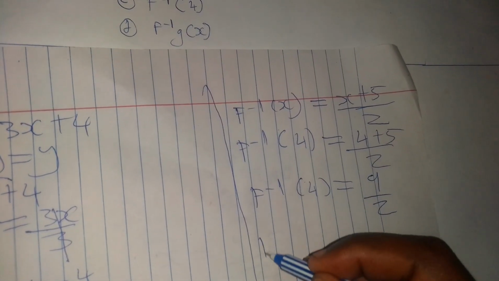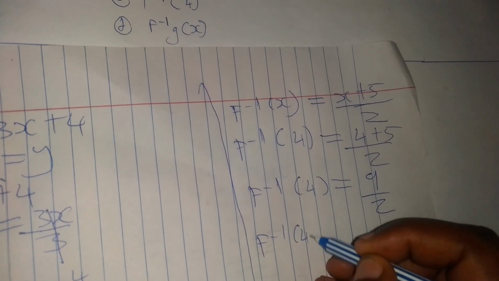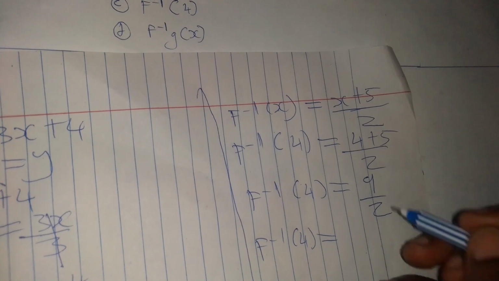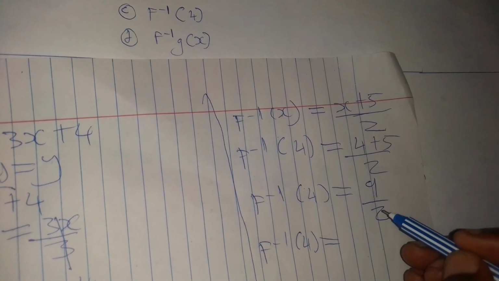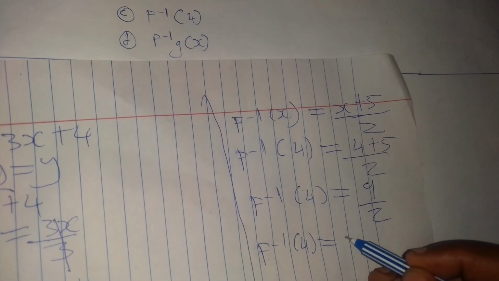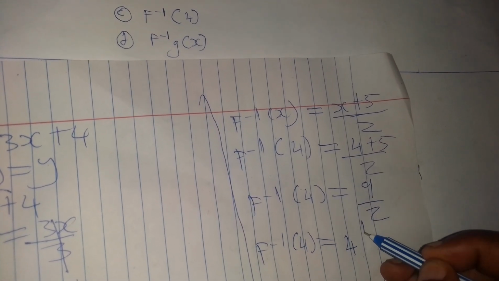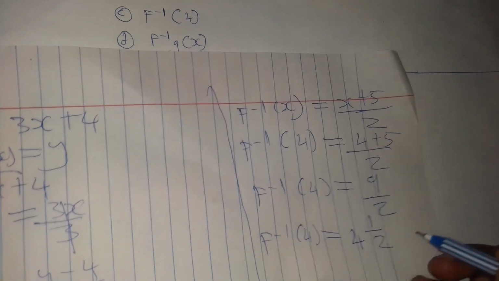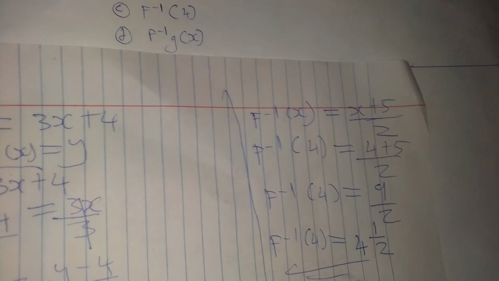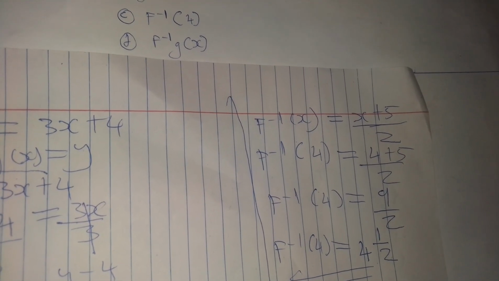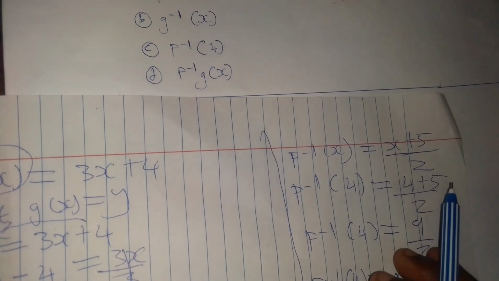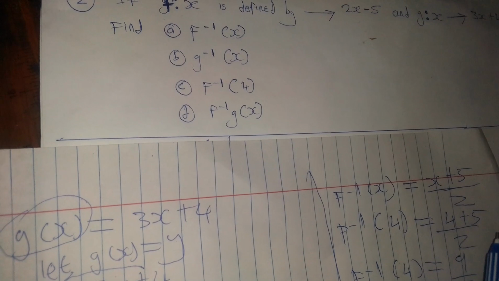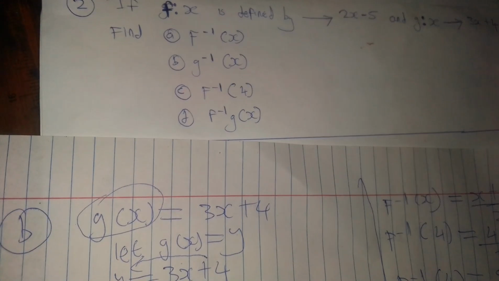Then we say f inverse of 4. Since 2 can go into 9, we leave it in a mixed fraction form. So 2 into 9 goes 4 times, remainder 1, over 2. So that's the answer for f inverse of 4. It is very important to keep track of your answers when doing such questions. After that, we solve the last one.